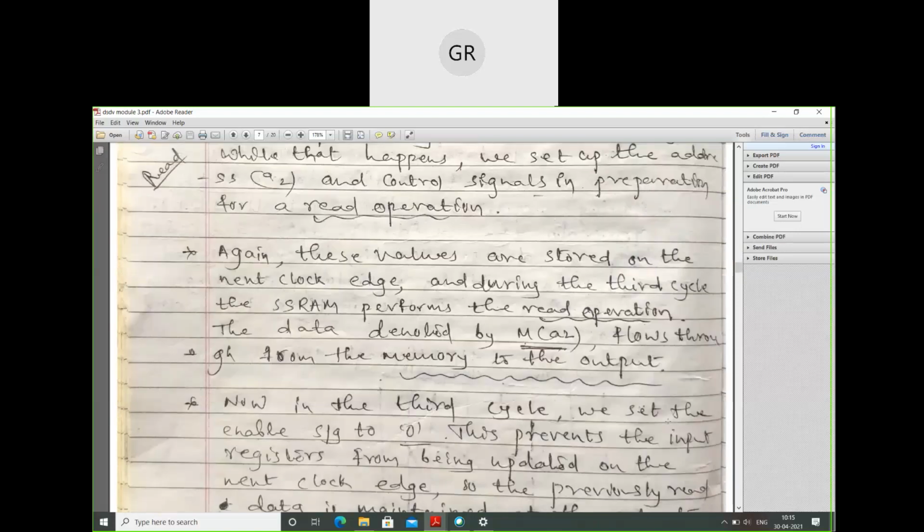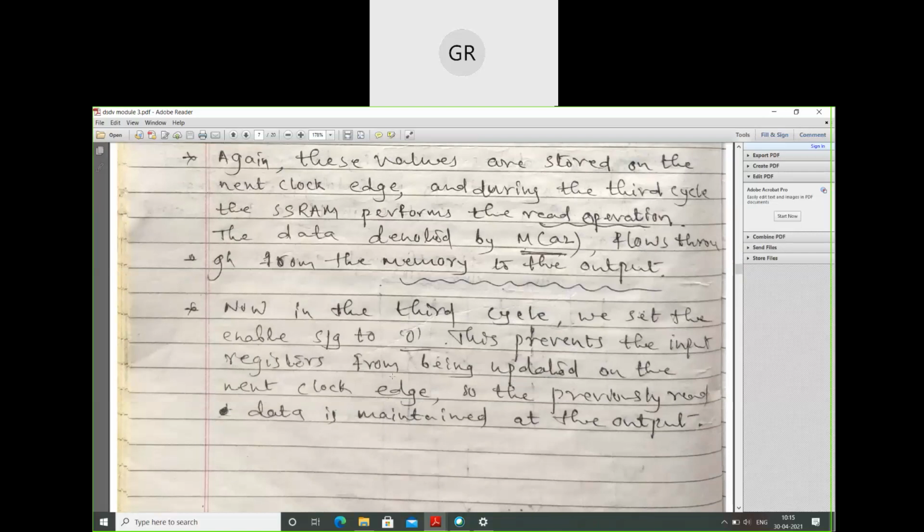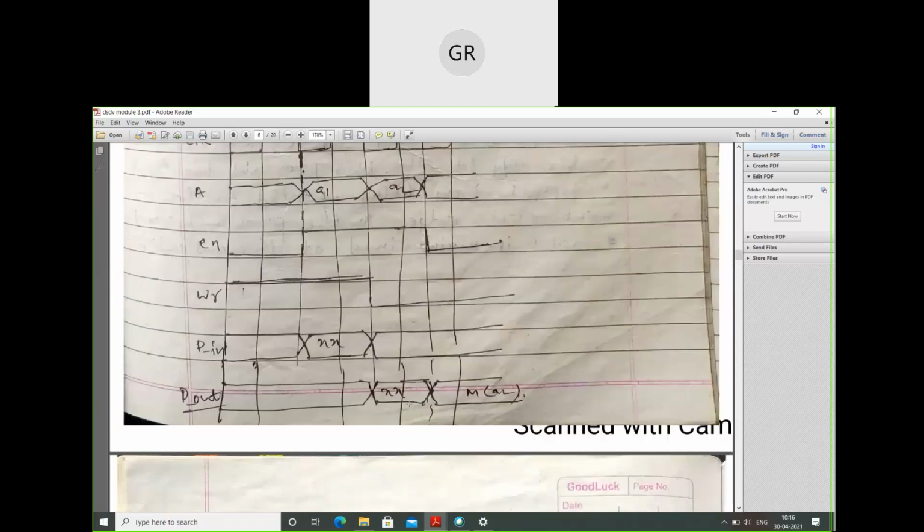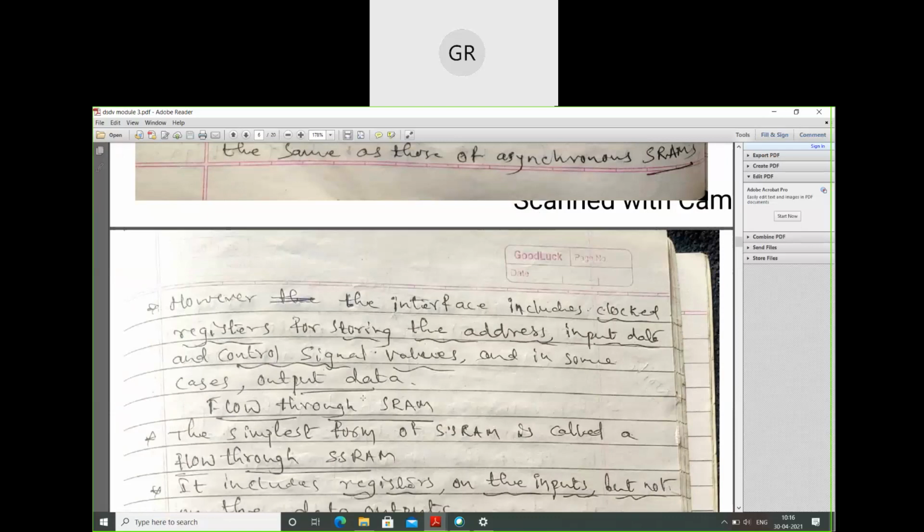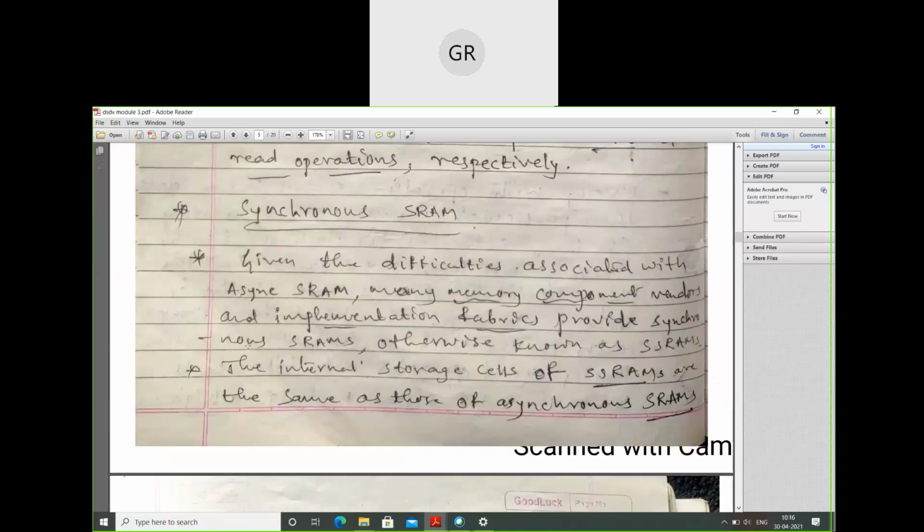Just remember this one. When the enable signal is 0, what does it mean? The memory is in idle state. Now in the third cycle, we set the enable signal to 0. This prevents the input registers from being updated on the next clock edge. So the previously read data is maintained at the output. This is about the flow-through SSRAM. This is a type of synchronous SRAM.